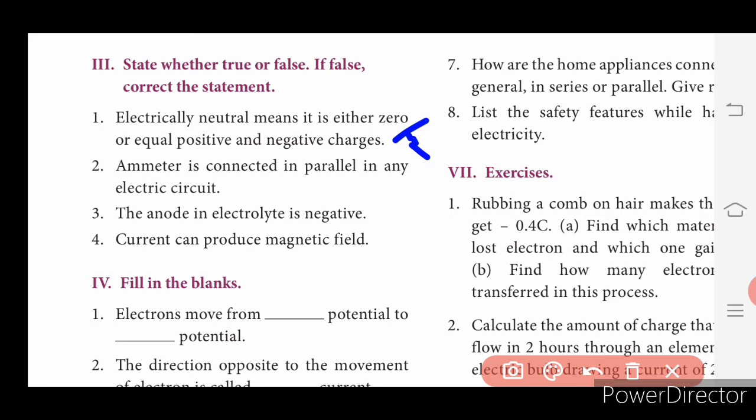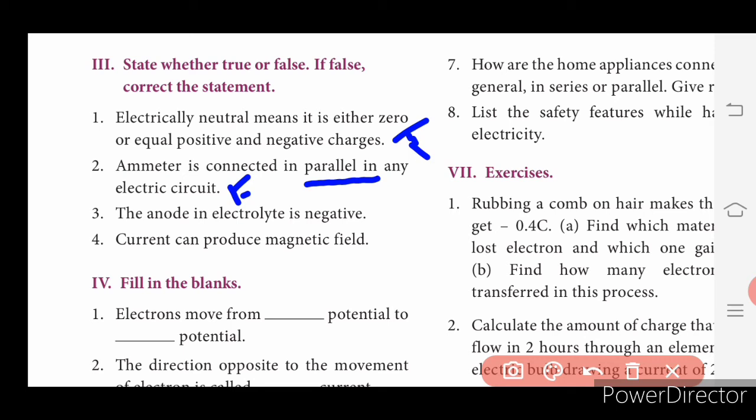Then the second one, ammeter is connected in parallel in any electric circuit. Ammeter doesn't connect in parallel. Ammeter is connected in series. Make a note of it. Underline it. You have to strike out parallel and write series there. So it is a false statement.